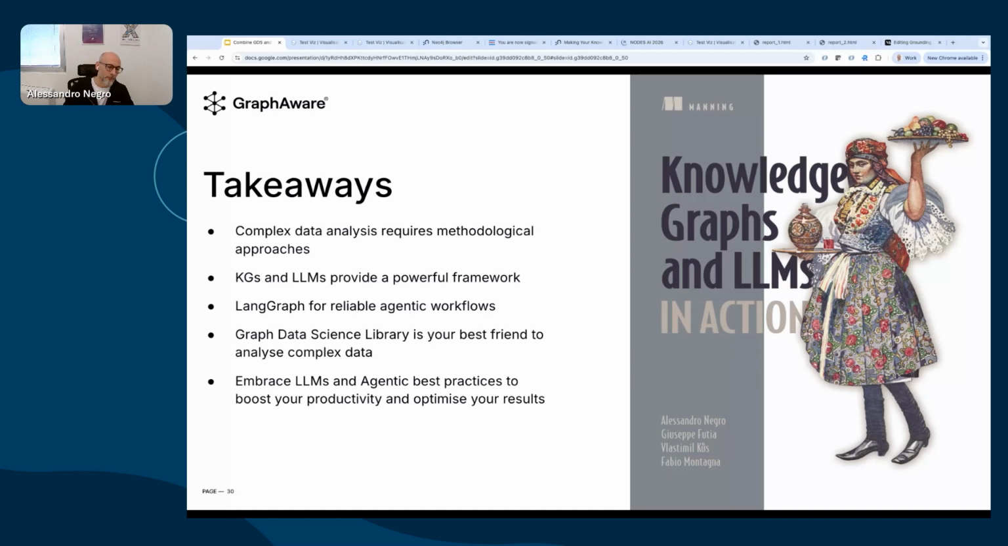At the same time, on the graph side, the GDS library was our best friend, because it helped us to analyze this huge amount of data in almost no time, to extract communities, to compute a PageRank for each of the groups. So it was an amazing help in the process without using external libraries. And what we noticed is that by embracing LLMs and agentic best practices like reflection and the others that I showed you, we were able to boost our productivity and in the end optimize our results.